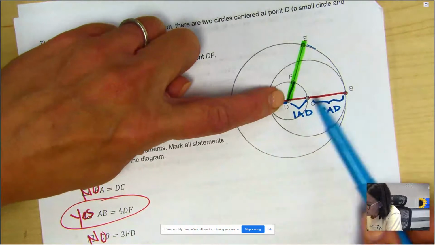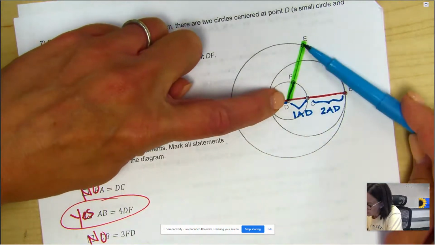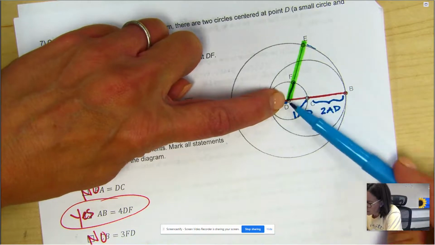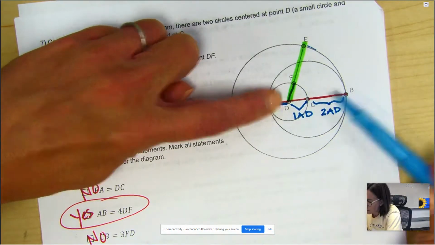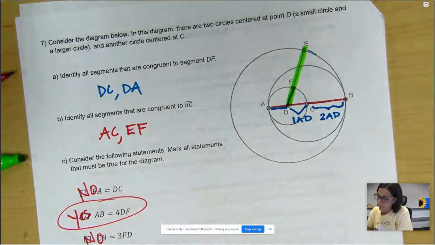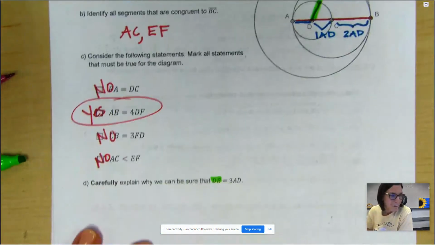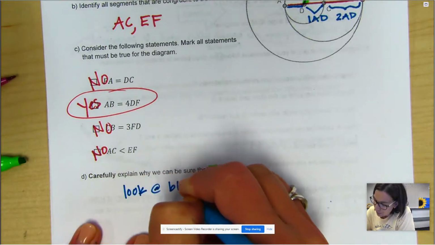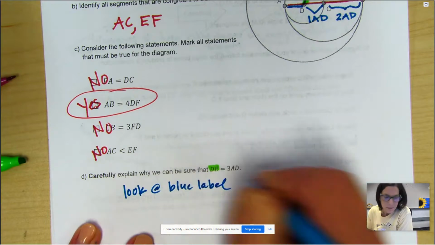So D to E is the radius of the big circle, and so is D to B. And D to B, you can see, is equal to 1, 2, 3 ADs. I'm going to say, look at the blue drawing. Look at the blue label.